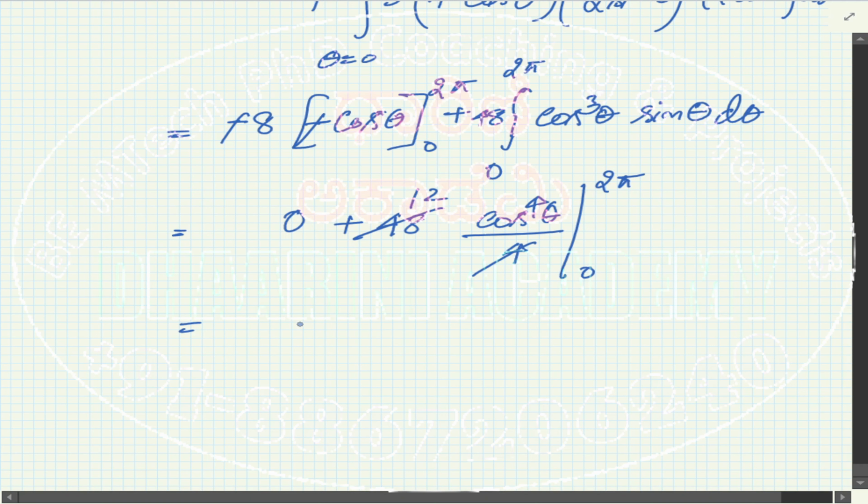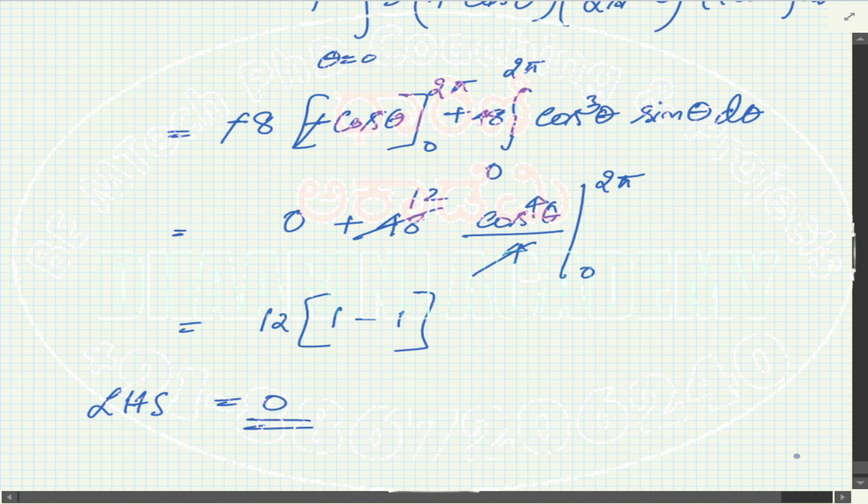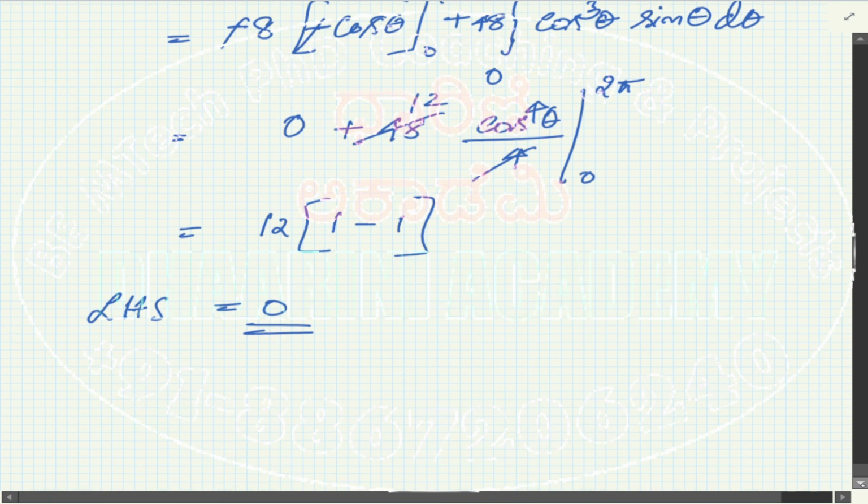So this is 12 times cos to the 4 theta. So cos 2 pi is 1, 1 to the power 4 is 1, minus cos 0 is also 1, 1 to the 4 is 1. So the answer becomes equal to 0. This is the LHS. Okay, then let's move on to the right hand side equation now.